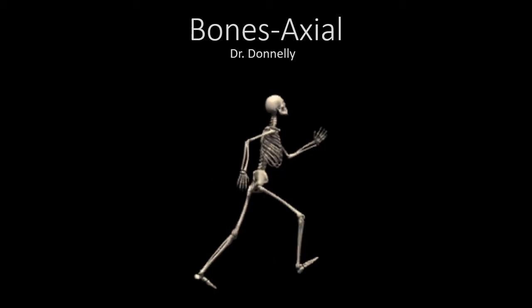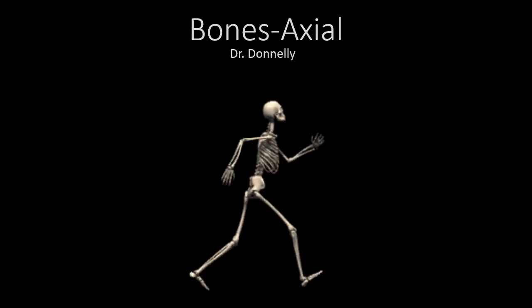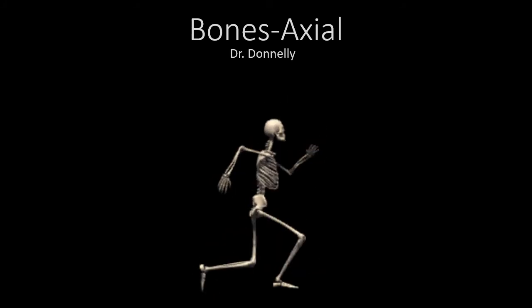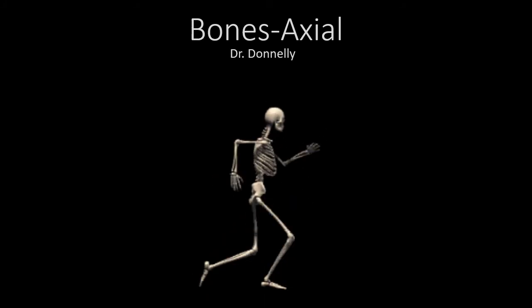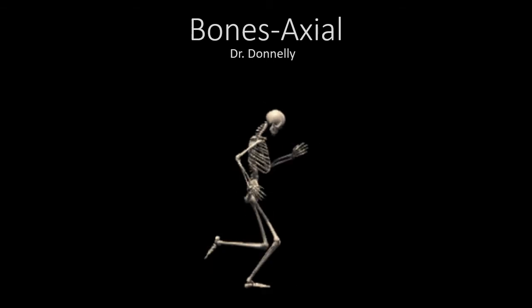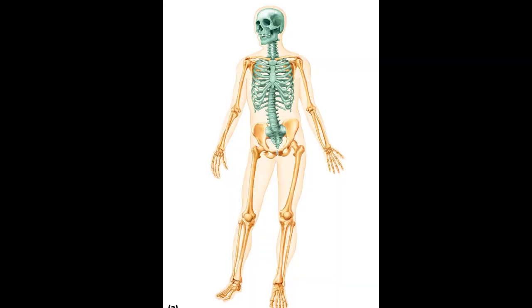We'll run through the bones of the body that you need to know for the lab. And we'll start off with the axial skeleton bones to begin with. So the axial skeleton here can be found on this particular skeleton, everything in green. Everything in the tan color there is an appendicular skeletal bone. So we're going to concentrate right now on everything in green there.